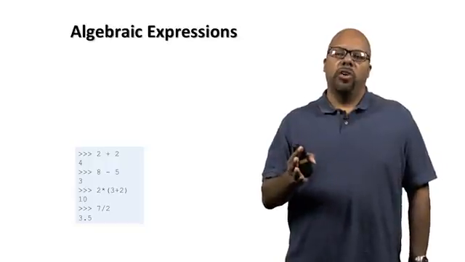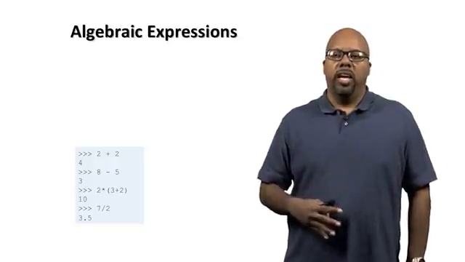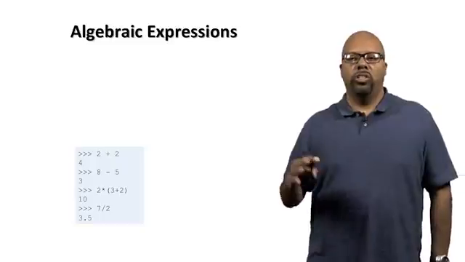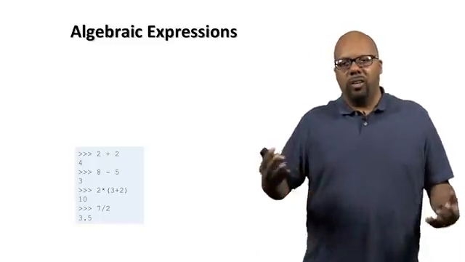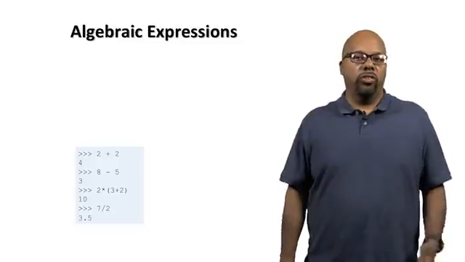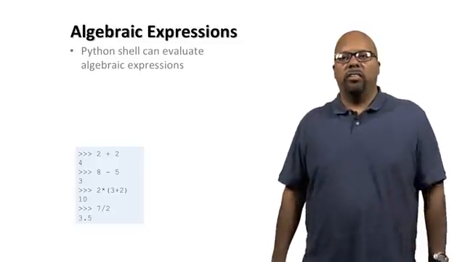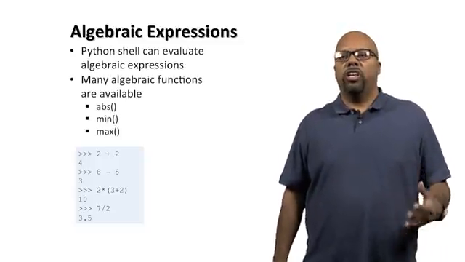So the three greater than signs, those are the prompt. And so like at the top, 2 plus 2, you type that in, you hit enter, it returns 4, prints out 4, and so on. So it has regular algebraic operations that you can use in these algebraic expressions, and there's nothing uncommon about this. So the shell can evaluate those.